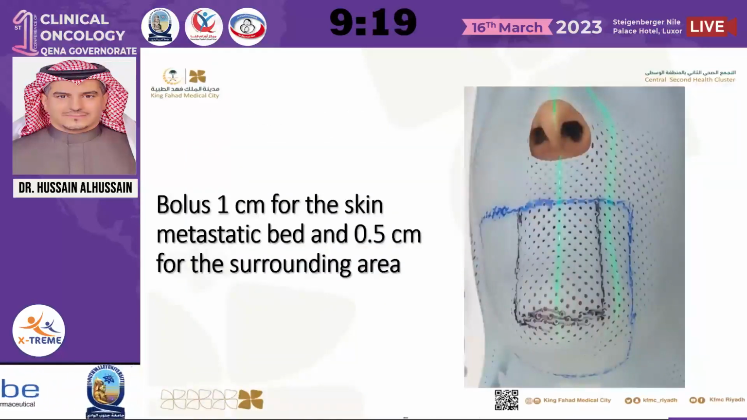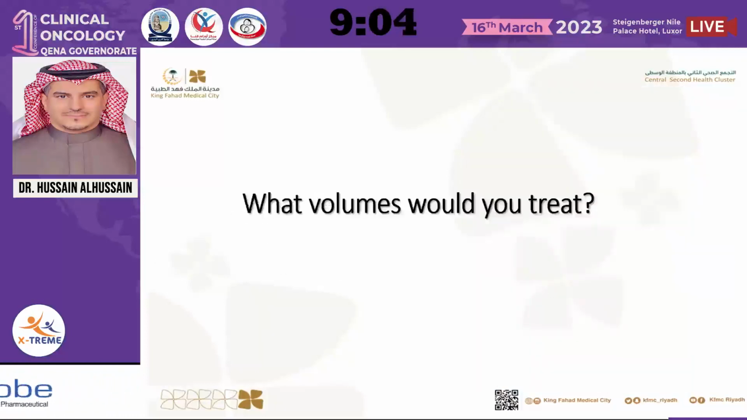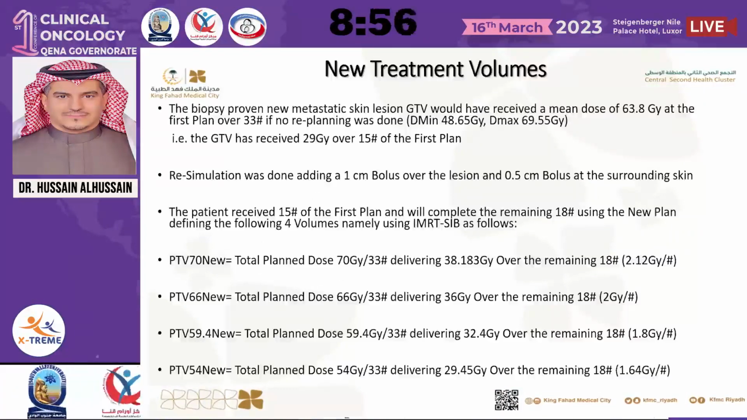So this is the patient at the CT simulation with the mask on. And as you see, the black area is outlining the 1 centimeter bolus. The blue mark is outlining the 5 millimeter bolus. Next. Next. Next. All right. So these are the new treatment volumes.